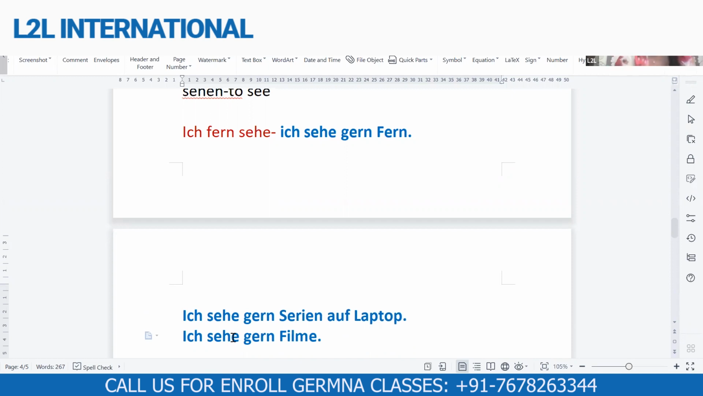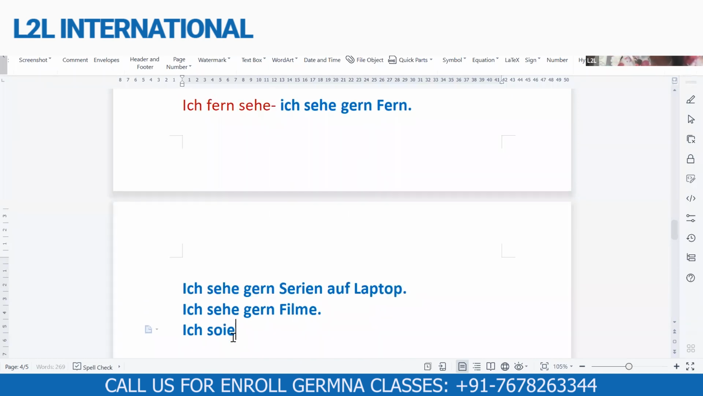What else? If you like to play computer games, you would say ich spiele gern Spiel, or ich spiele gern Computerspiel. The actual word is computer, but we call it computer because it's similar to English, so we don't make it sound different. It never sounded good to me. Ich spiele gern Computerspiel.